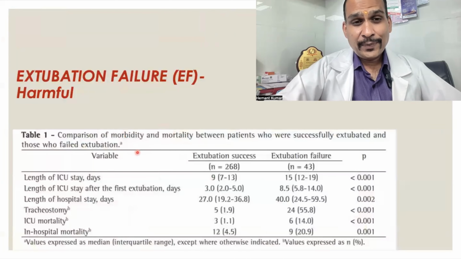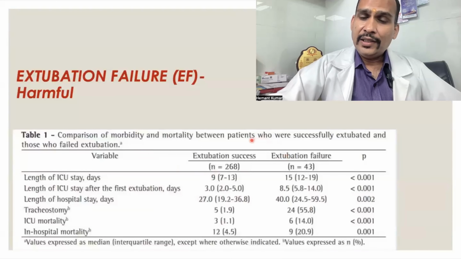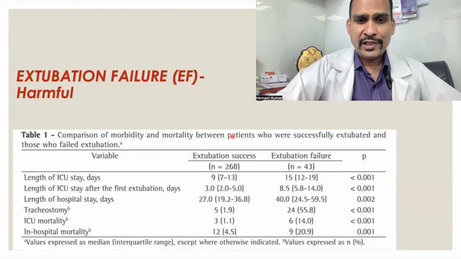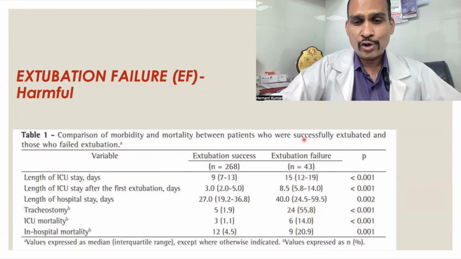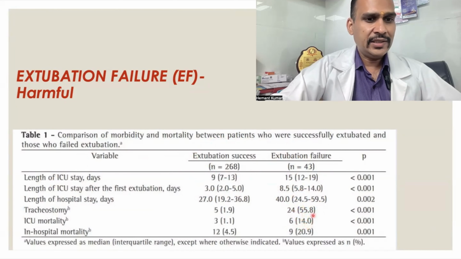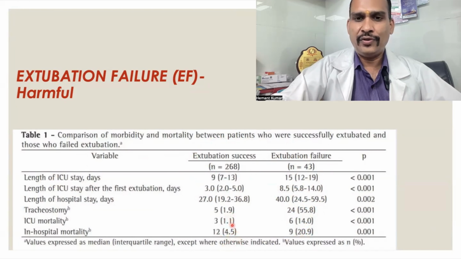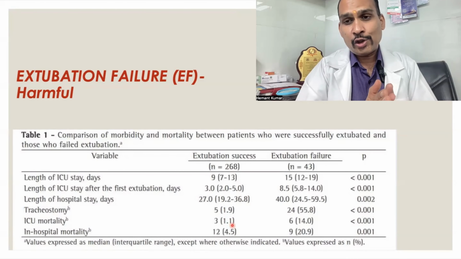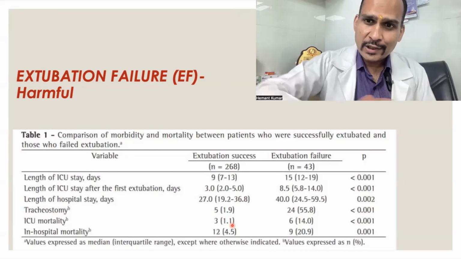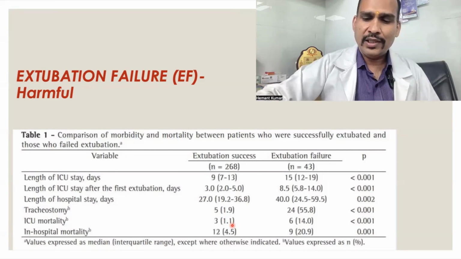But what is the problem with extubation failure? So this is the study. They have compared extubation success versus extubation failure. You can see there is more ICU length of stay in extubation failure patients. Around 55.8% of extubation failure patients end up with tracheostomy. ICU mortality is 14% and in-hospital mortality 20%, as compared to 4.5% and 1.1%. So those patients who have extubation failure require more ICU, more tracheostomy, and of course mortality is higher.